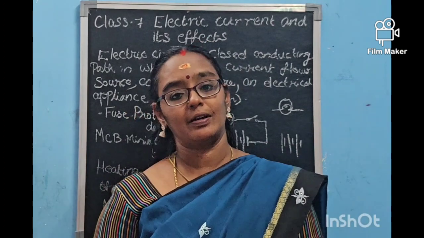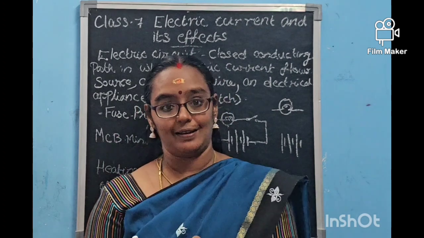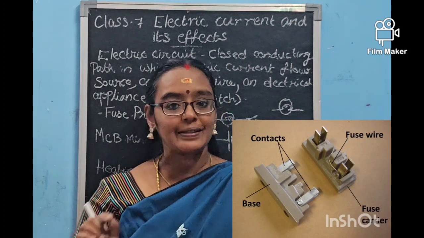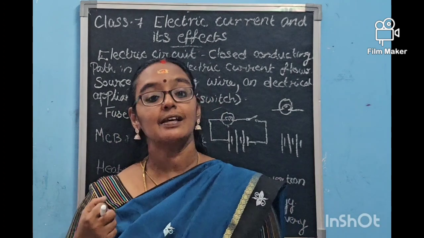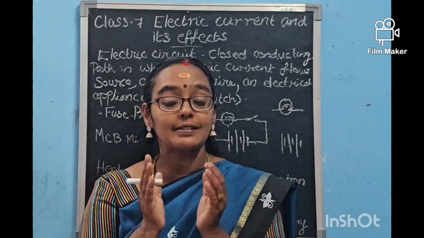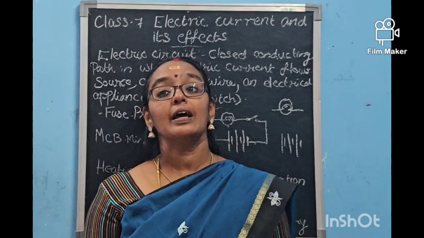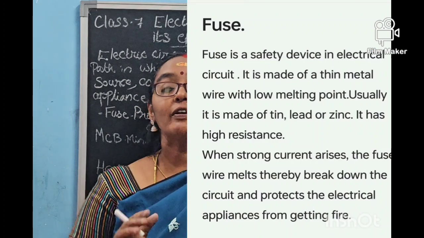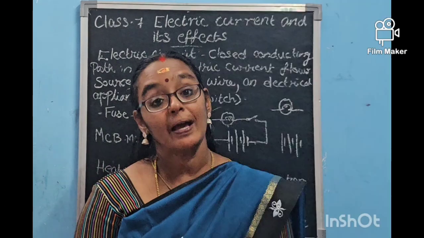What is this fuse wire? What is the importance of it? The fuse wire is made of thin metal. It can be either tin or zinc. A thin metal will be connected. If a much stronger electric current is passed through it, this thin metal wire will melt. So what happens? When it melts, the circuit will break down. So we will not be able to get current. So what happens? Our electrical appliances will be protected.